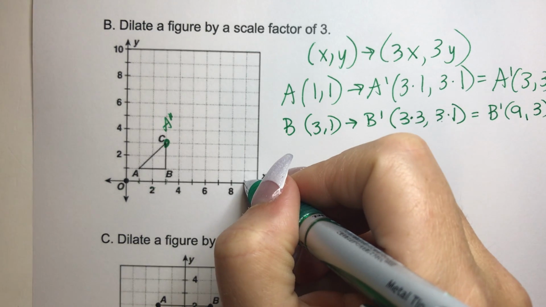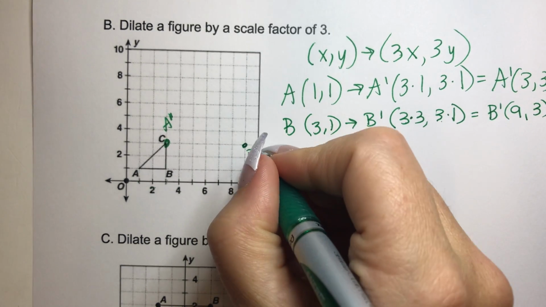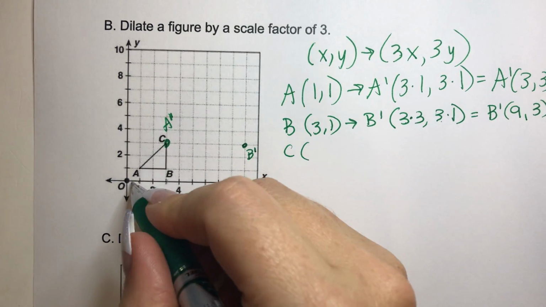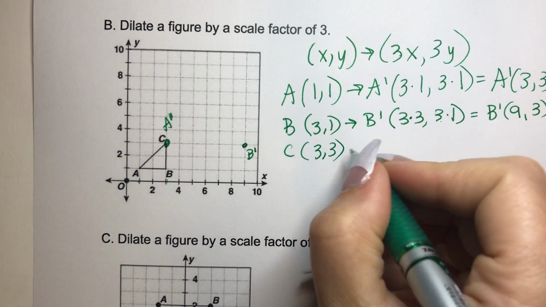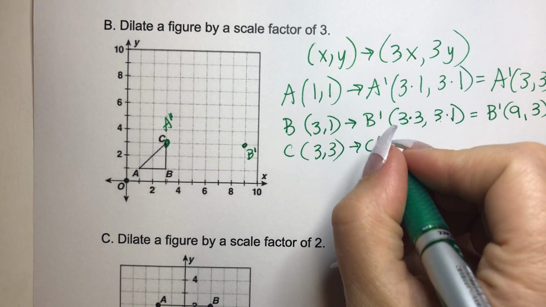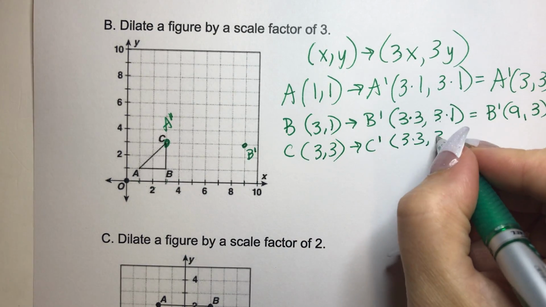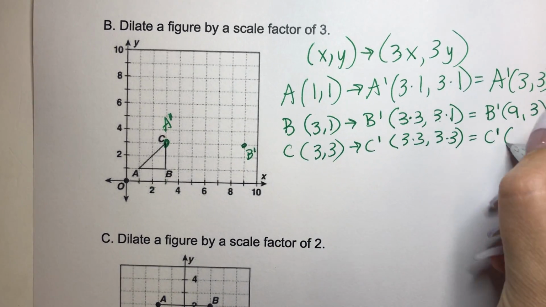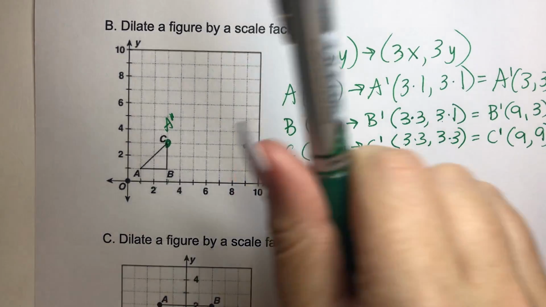So 9, 3, 1, 2, 3. And that is going to be our B prime. And then finally C. C is 3, 3. And we're going to get that dilation, scale factor 3. So 3 times 3, and then 3 times 3. That gives us C prime, which 3 times 3 is 9, 9.